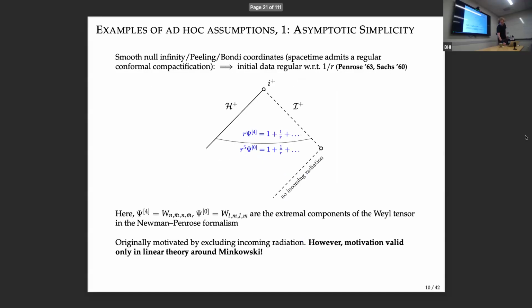Okay, this is a completely ad hoc assumption, but it does have some motivation historically. And the motivation is that Sachs and collaborators were hoping that these assumptions would describe spacetimes that would arise dynamically from the infinite past, where there would be no radiation coming into the spacetime from past null infinity. And here's a little spoiler. This motivation breaks down if you go away from linear theory around the Minkowski spacetime. So this is why I'm saying null infinity is not smooth. Okay, that's the first assumption here.